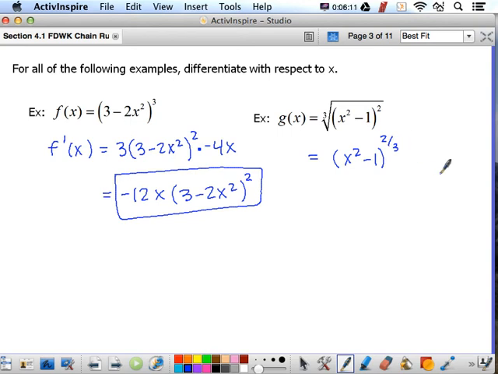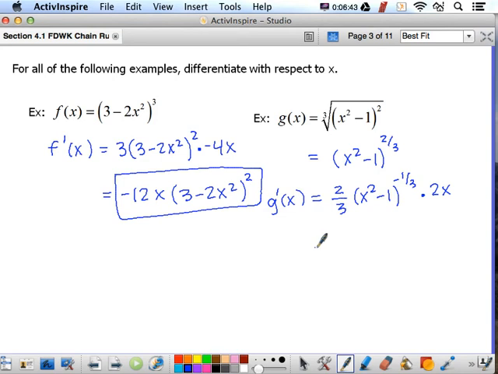And once we see it as a parentheses to the power, most people do okay with it. So we'll have g prime of x is equal to power times coefficient, down 1 on the power, times the derivative of the inside, which is 2x. So that is the only calculus step in the entire thing. All your calculus is done. Now we just have to figure out a way to clean that up and rewrite it in radical form.